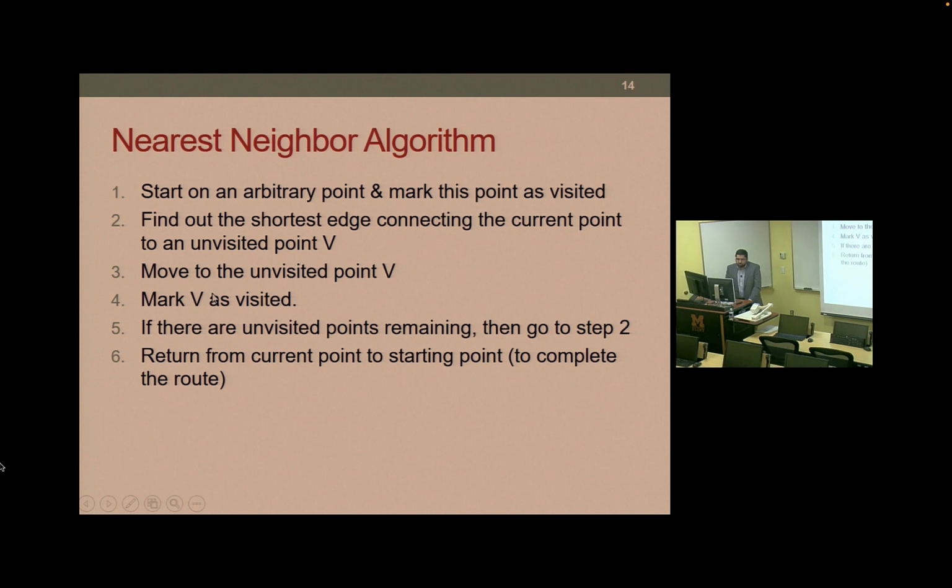Okay, so here's the nearest neighbor algorithm. You start at some point and mark that point as visited. Then you jump to the shortest point, the shortest next point from the point you are at, which has not been visited before. You jump to that point, you mark it as visited. If there's still more points remaining, you continue this step.